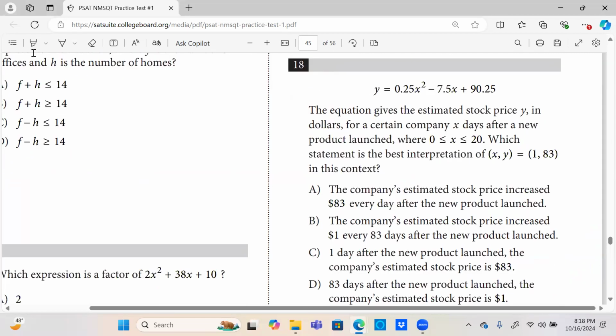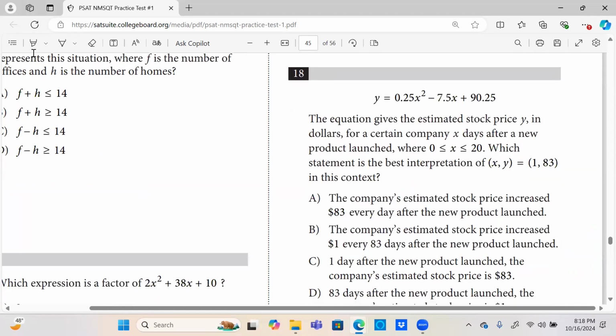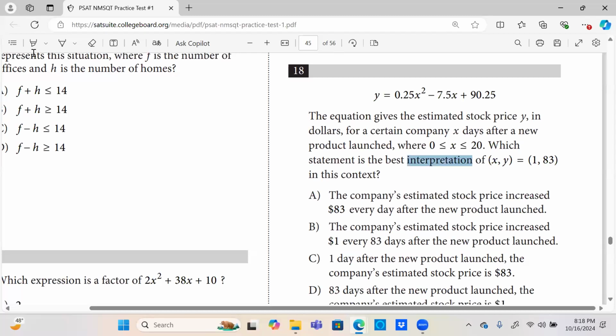Okay, we do have a quadratic here on number 18. I can tell it's a quadratic because it has a square. This equation gives the estimated stock price in dollars for a certain company X days after their new product launched. And they're only looking between the first day it launched and the 20th day. Which statement is the best interpretation of that point?